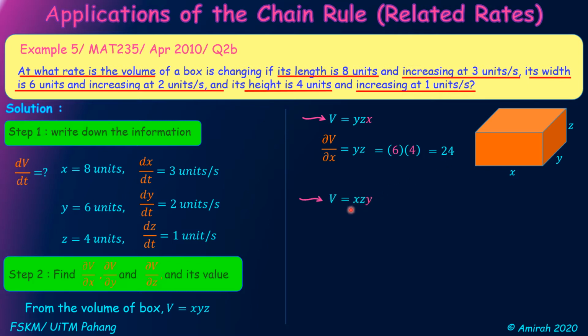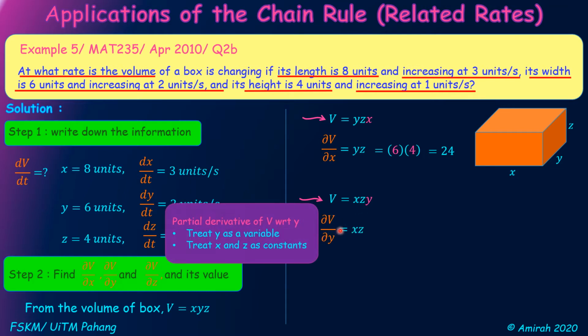From volume equals xyz, now that we are done finding del V over del x, we want to find del V over del y. It is the partial derivative of V with respect to y, which means we treat y as a variable. To avoid error and make it easy to differentiate, we put variable y at the back and use different colors. At the same time, we treat x and z as constants.